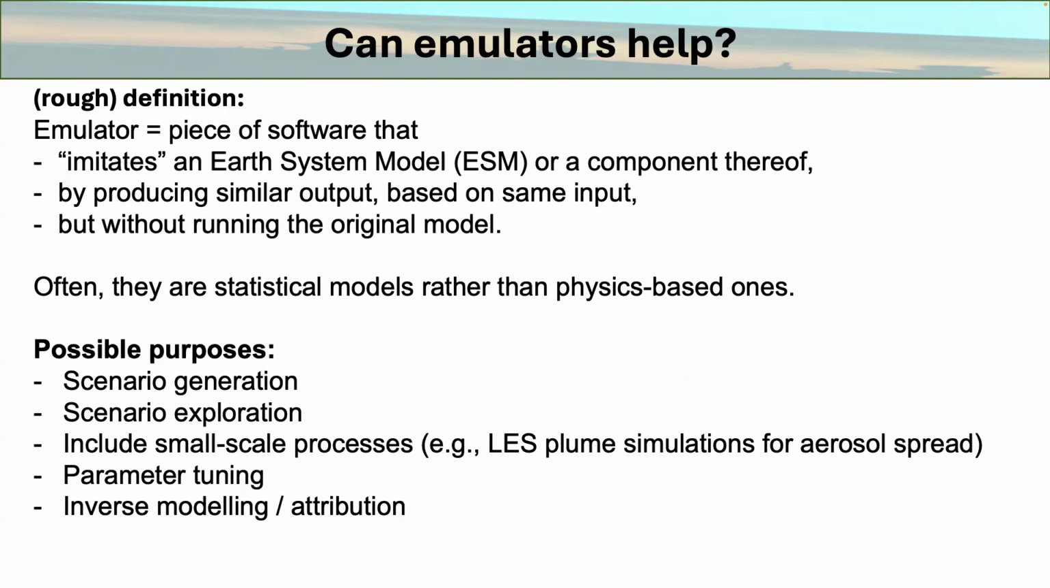And there could be many things they could be used for. The one we had most in mind was generating scenarios or exploring which scenarios are interesting to run in a proper climate model. But you could also use, for example, partial emulators to emulate small-scale processes in a big model, like emulating LES simulations on plumes for aerosol spreads during SEI. Parameter tuning is also a possibility, and some that came up during the discussion: inverse modeling and attribution, because for this you need to run a big ensemble of models. So if you could get that more cheaply than running the same ESM 100 times, that would also be a great use.